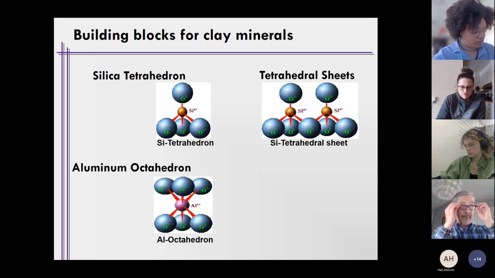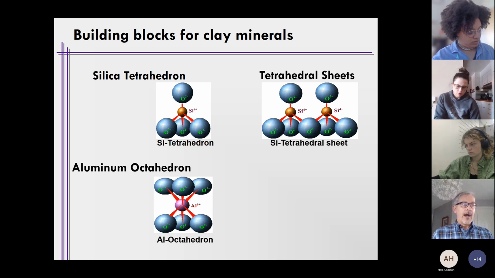The other building block for clay minerals is something called the aluminum octahedron. And octa means 6, so there's 6 sides to this, and it's probably hard to see in this picture, but there's 6 sides. And at the center is aluminum, surrounded by 6 oxygens.